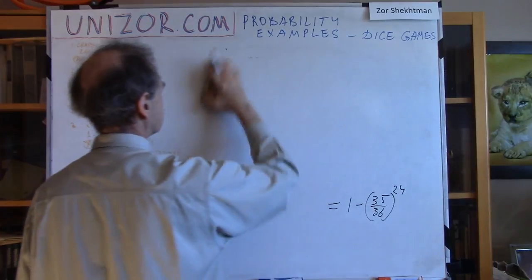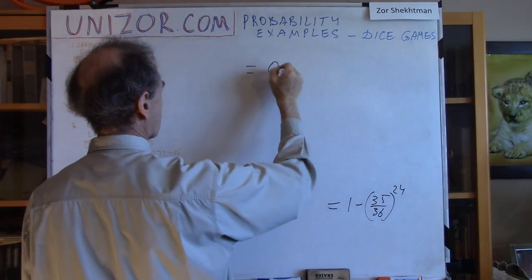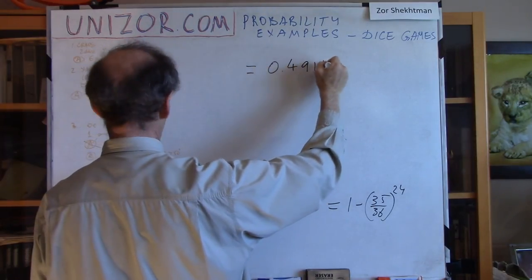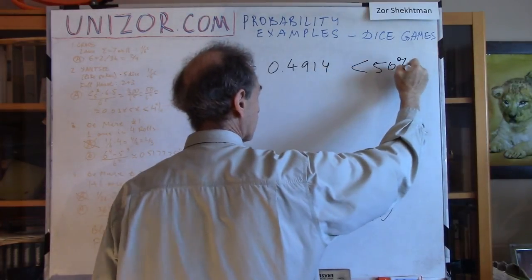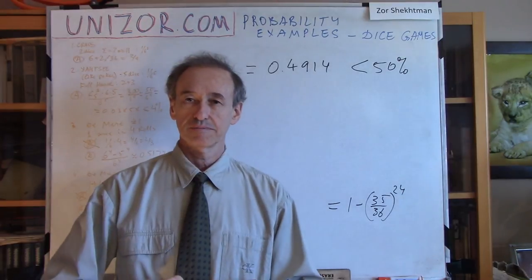And guess what? This is equal to 0.4914, which is less than 50%, and that's why the mayor was losing money.